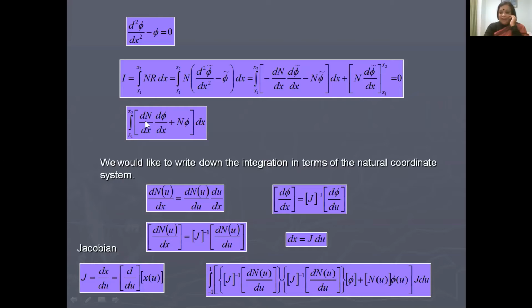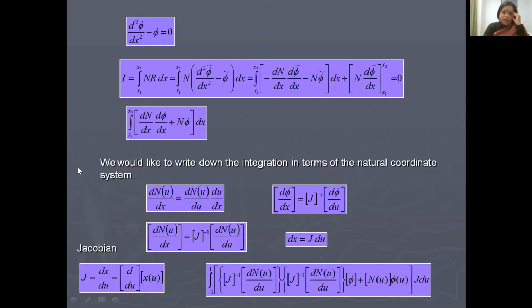But then n is a function of u. Initially, you remember the shape function was a function of PQR, and PQR were functions of the physical coordinate system. But here you have a function n, which is a function of u. So therefore, you cannot straight away evaluate this integral. You will have to go from u to x. And what I will do is convert this entire integration into an integration in u, and I'll perform the integration in the u domain. That is my objective.